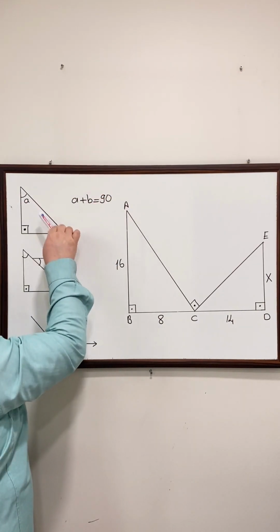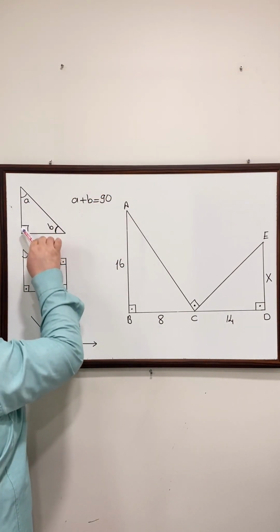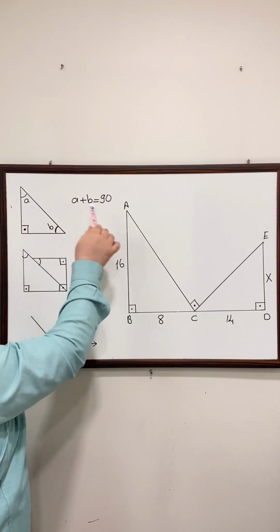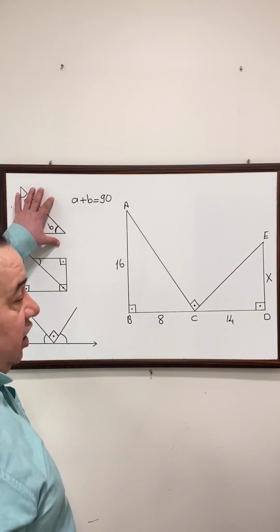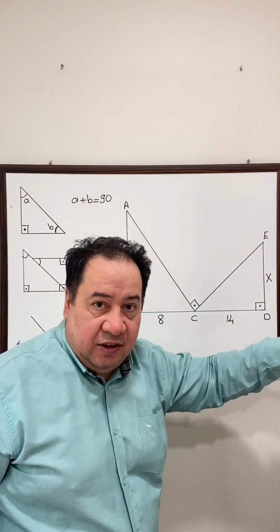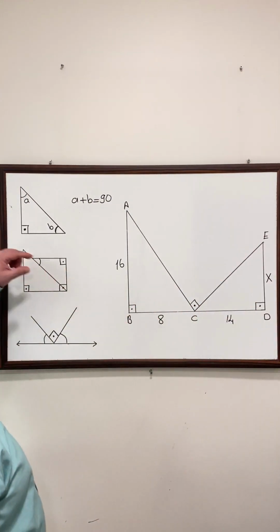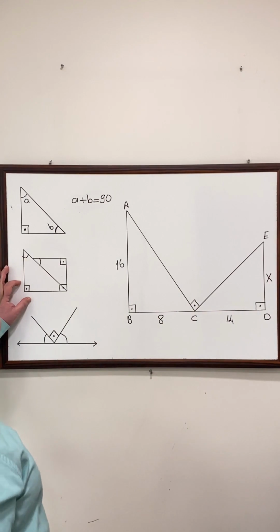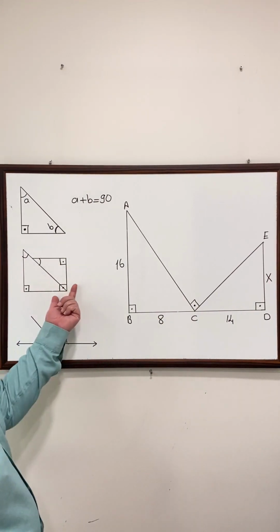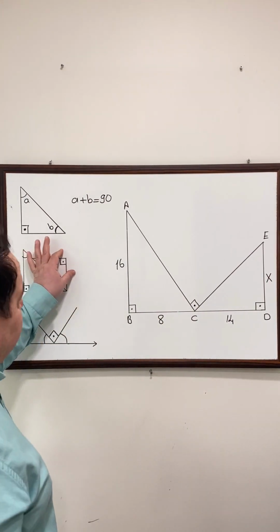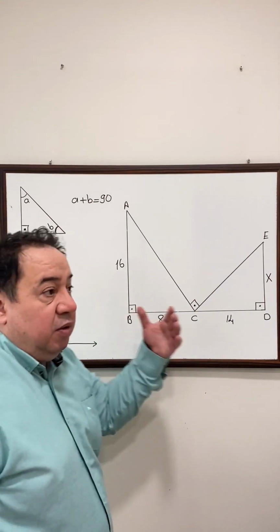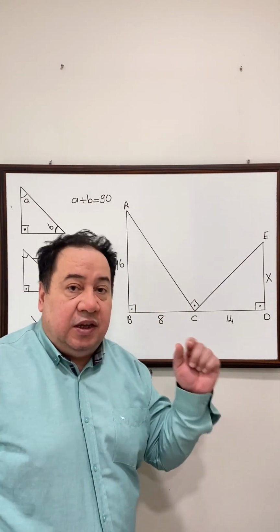The sum of these two is 90. This is also 90. There you have 180. The sum of the interior angles of a triangle is 180. Now, look, here is the same 90. This also has the same 90. This also has the same 90. What will we do? We will proceed in the same way.